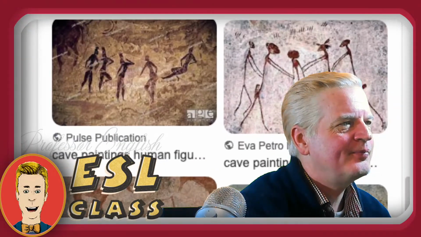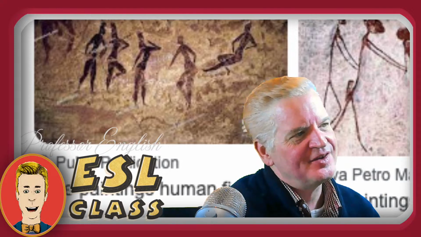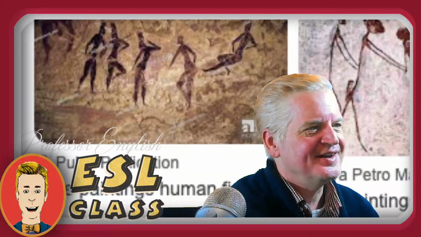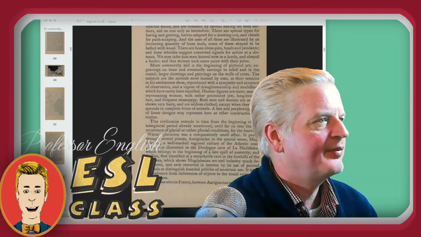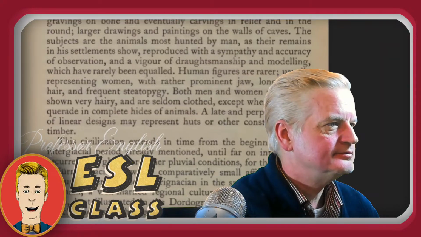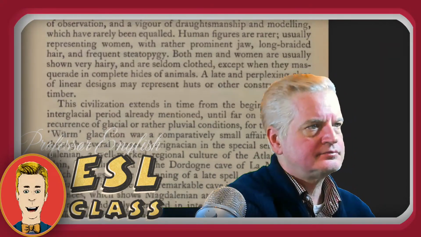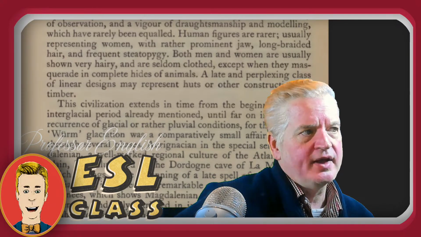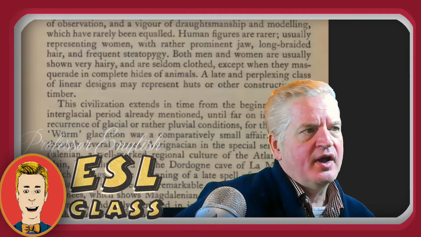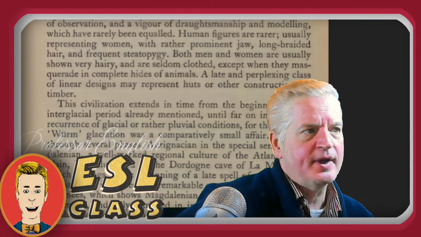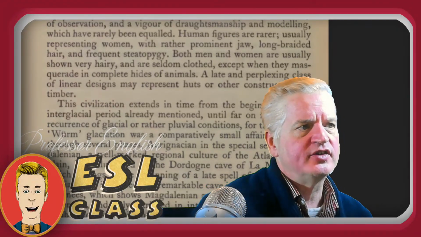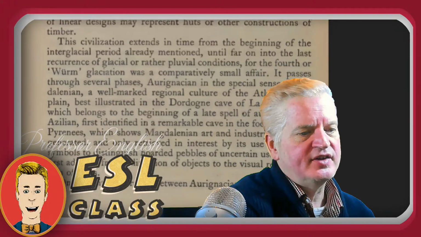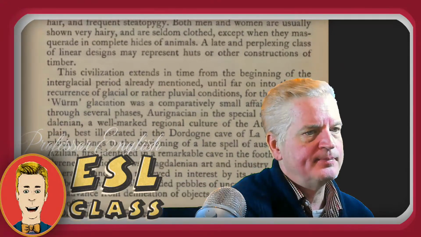Wait. Oh, I guess you might consider that steatophagous a little bit. Okay. Let's see. Both men and women are shown very hairy and are seldom clothed, except when they masquerade in complete hides of animals. A late and perplexing class of linear designs may represent huts or other construction of timber. I didn't see any pictures with clothes or costumes or anything like that.